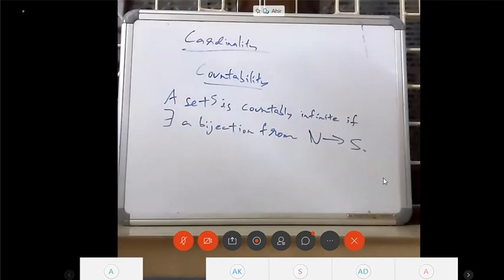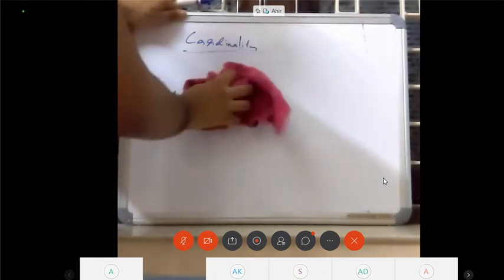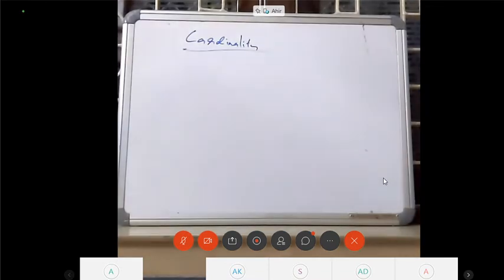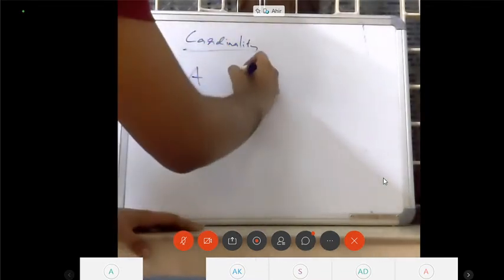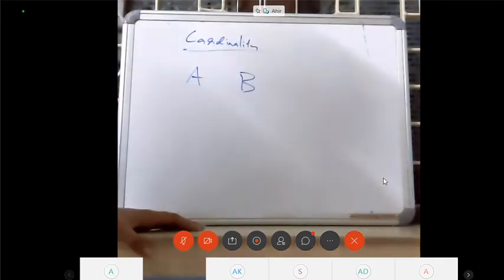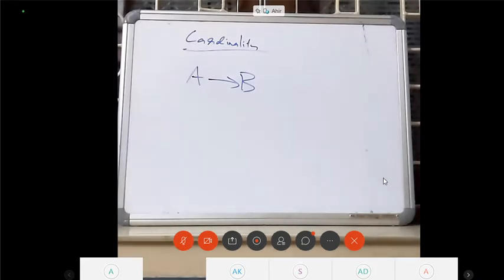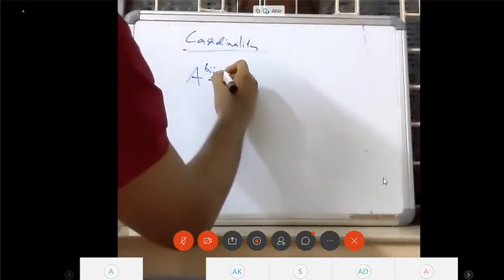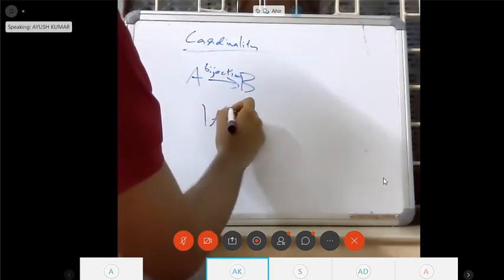Okay, so that's the definition of what a countable set is. Suppose we have a set A and a set B, and there is a bijection from the set A to set B. Now what can you say? One-to-one mapping from A to B.